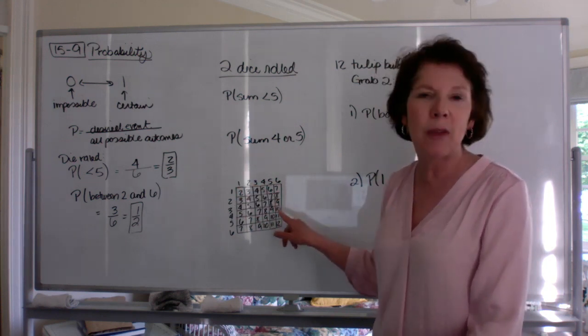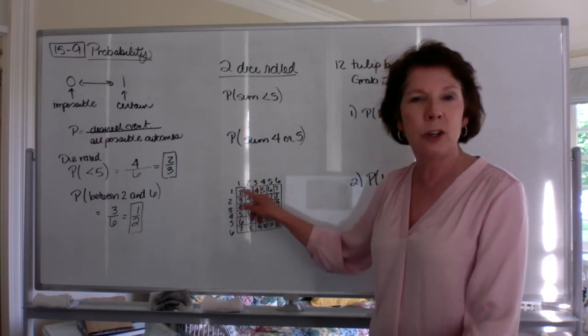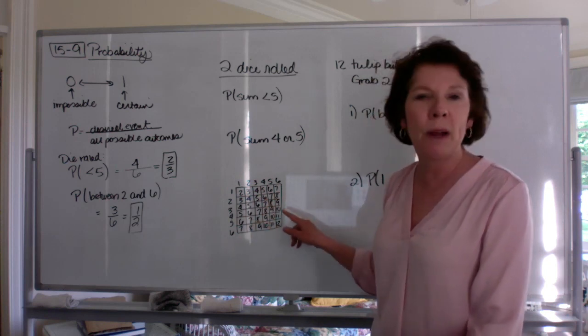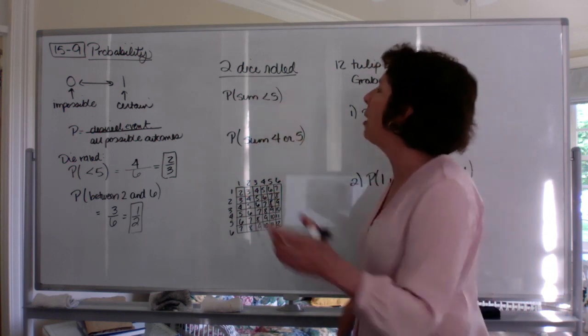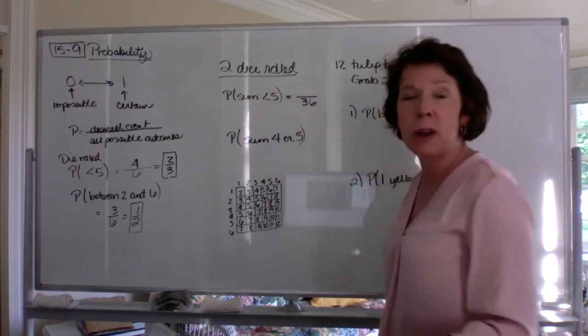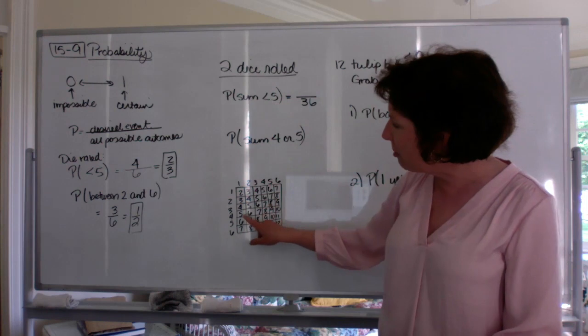So the numbers inside the grid are the sums that I can get. I could roll a 1 and a 1 and get a 2. I could roll a 6 and a 6 and get a 12. And so I really have a grid of 36 possible sums. So when I talk about rolling a pair of dice, 36 is always the total number of sums that I can get. I want to get a sum less than 5, so I'm going to look here.